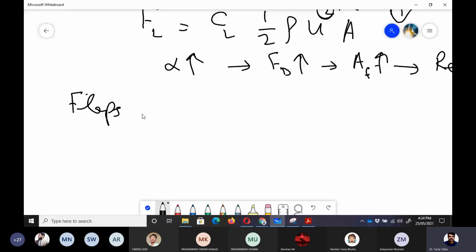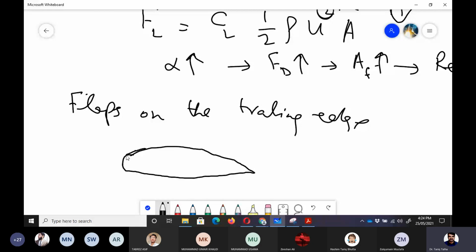in the trailing edge, so let me show it here. So this is a symmetrical aerofoil like this. Okay, so what we do is we put some kind of joint, and we put a flap like this. This is the flap, the trailing edge flap.